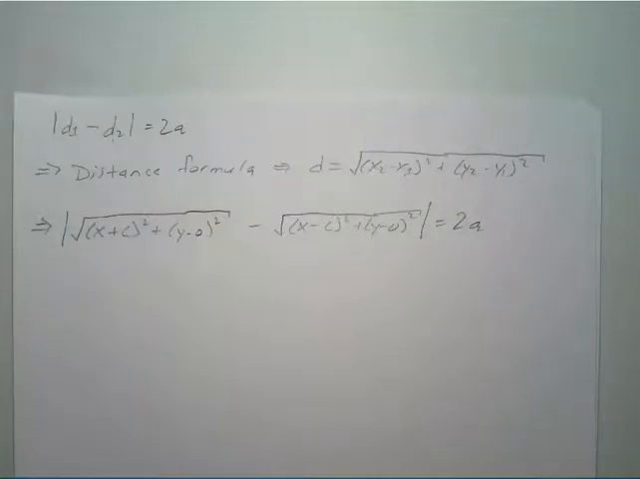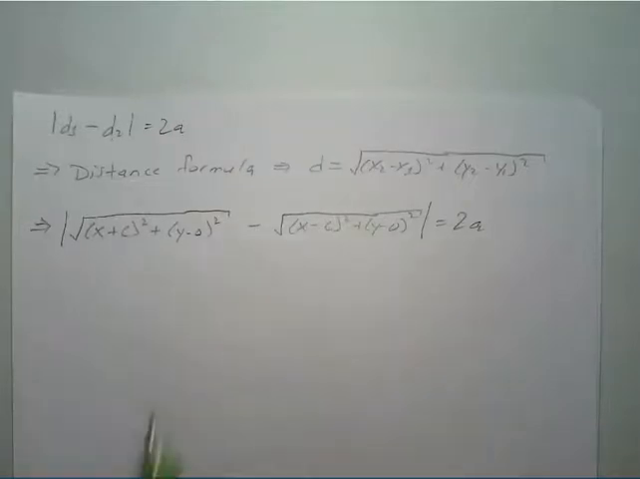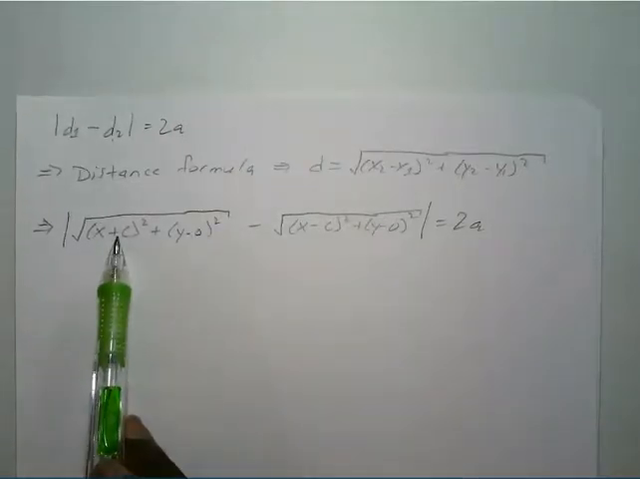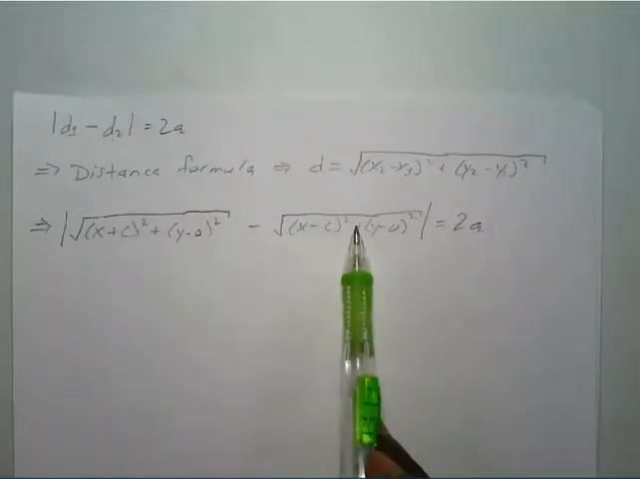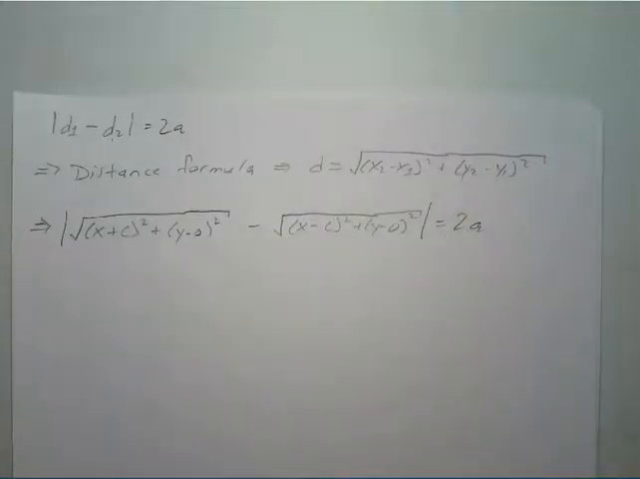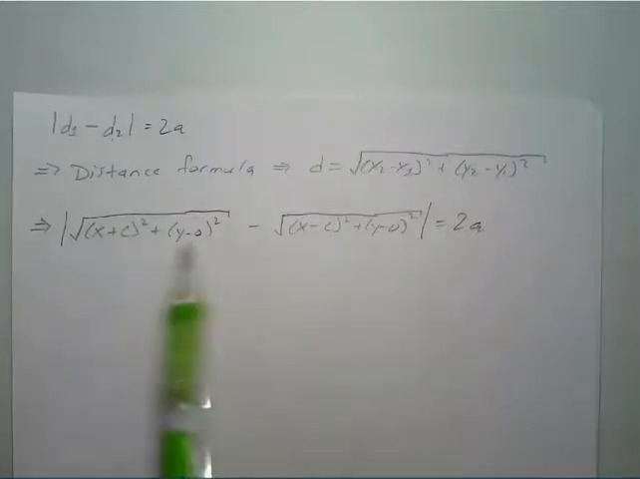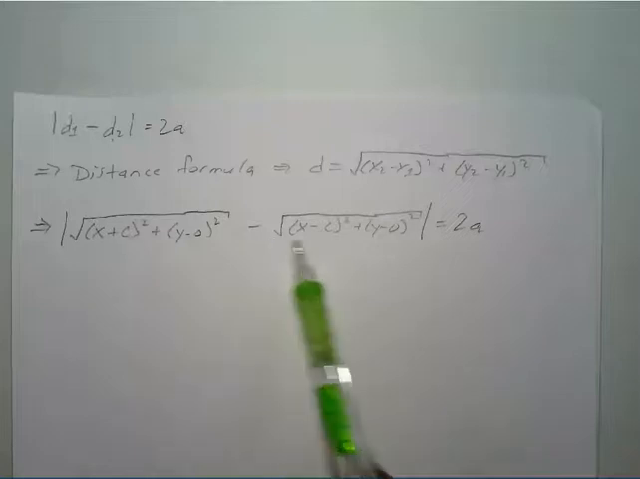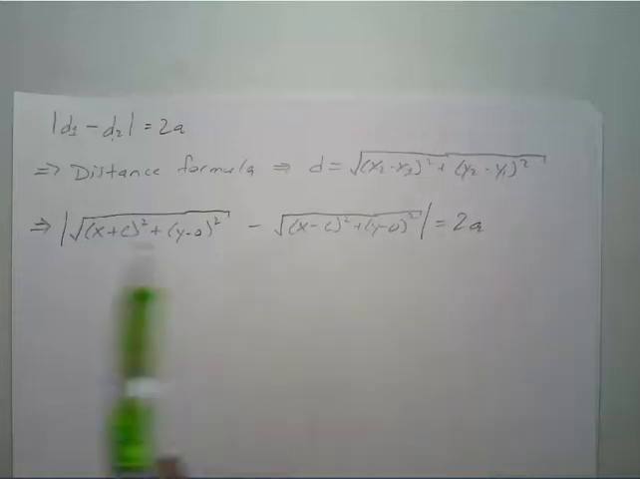If you look carefully, you'll notice that (x plus c) squared plus y squared is always going to be bigger than (x minus c) squared plus y squared. That's only because we're dealing strictly with real numbers. If you're dealing with complex numbers, that's a whole different story. But with real numbers, no matter what values of x, y, and c you plug in, this first term will always be bigger than this last term. So since this is always going to be positive, we can actually drop the absolute value symbols.